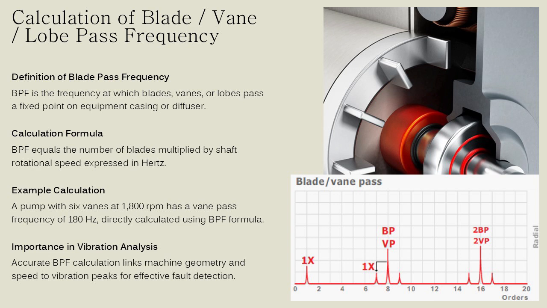In spectrum plots displayed in orders, the blade pass frequency will appear at an order equal to the number of blades. This calculation allows analysts to predict where BPF should appear in the vibration spectrum before reviewing the data. Accurate blade count and speed information are therefore essential. Understanding how to calculate BPF is critical because it provides a direct link between machine geometry, operating speed, and observed vibration peaks, enabling reliable fault identification and trending.